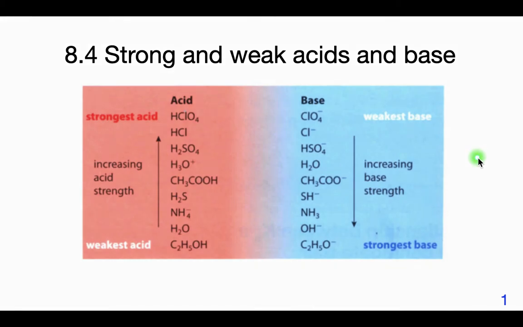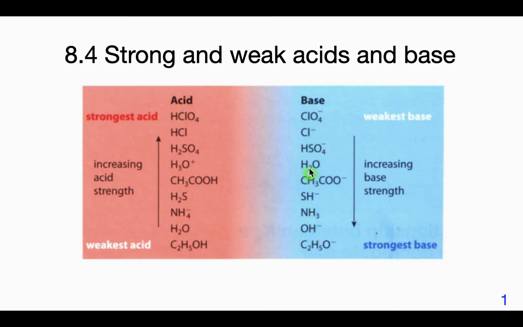Topic 8.4, strong and weak acids and bases. This diagram here is actually something that you'll look at in more detail in IB Chem 2. This is a higher level topic. If you look at the acids, you can see the strength of the acids increase as you go up, and the conjugate base of those acids increases as you go down.